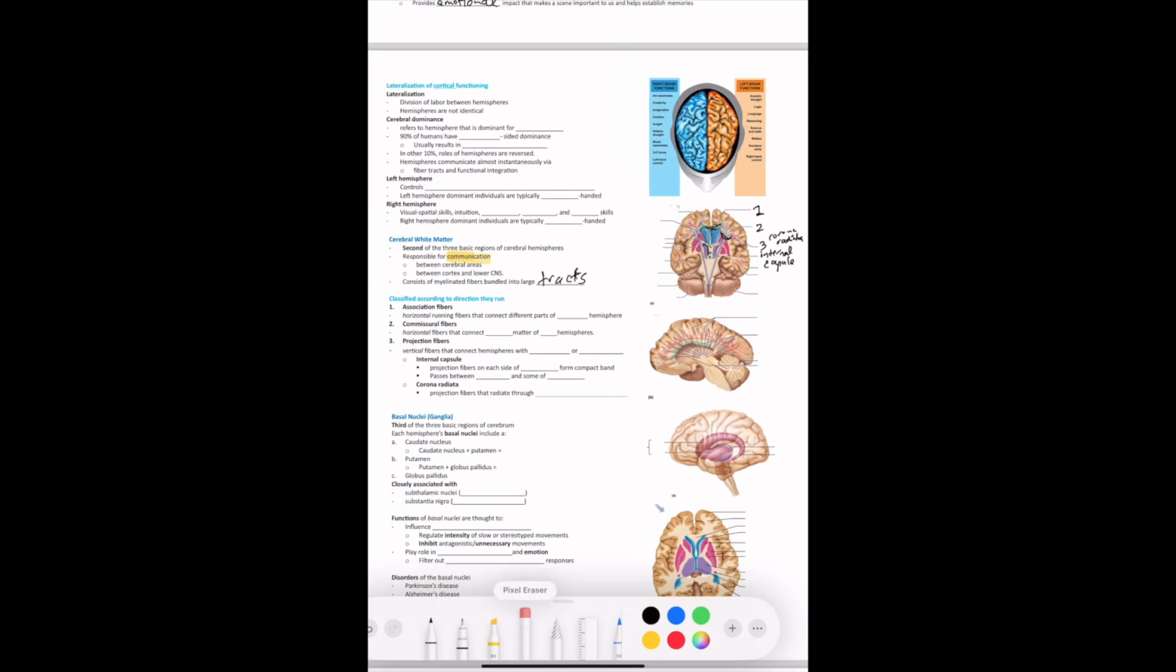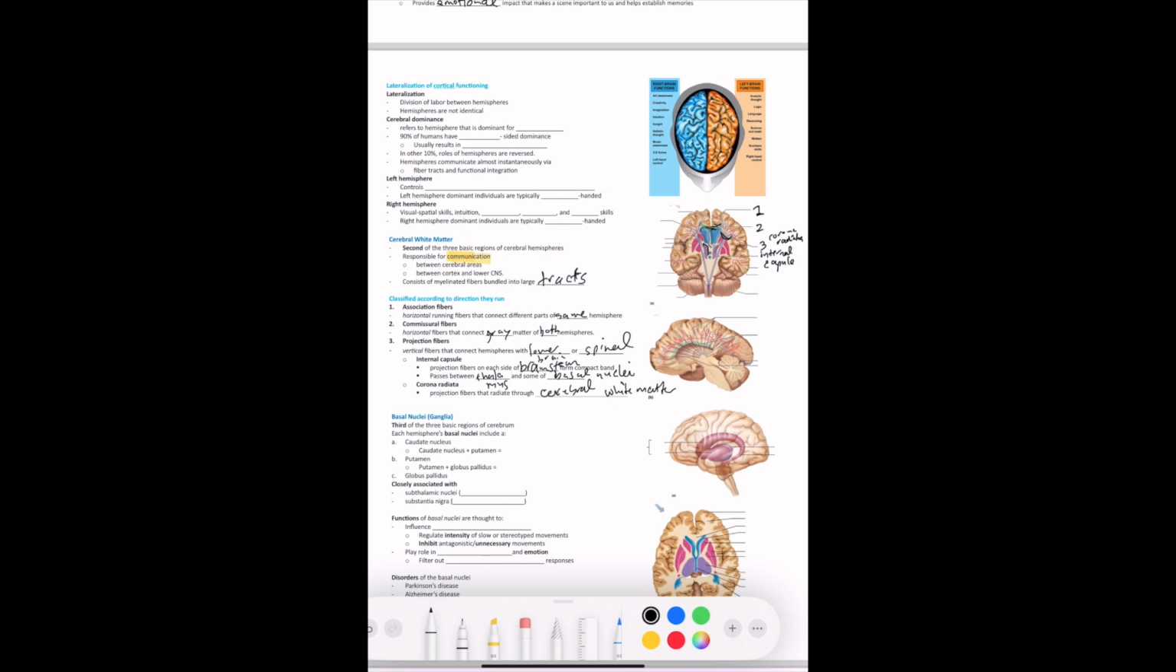Association fibers are horizontal running fibers that connect different parts of the same hemisphere. Commissural fibers are horizontal fibers that connect the gray matter of both hemispheres. The projection fibers connect hemispheres with the lower brain or the spinal cord. We identified the internal capsule. This is the projection fibers on each side of the brainstem, and this passes between the thalamus and some of the basal nuclei. The corona radiata is going to radiate through the cerebral white matter.